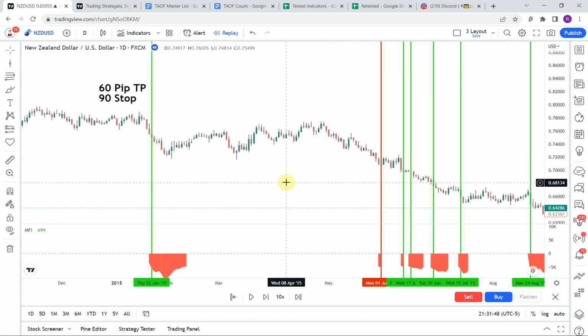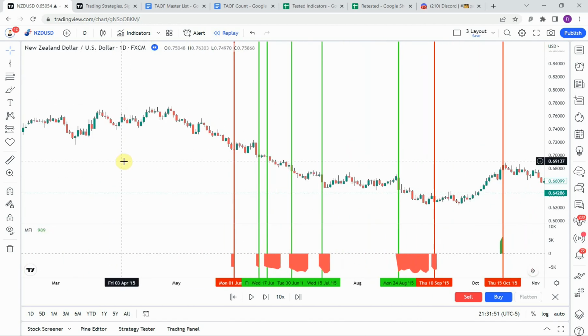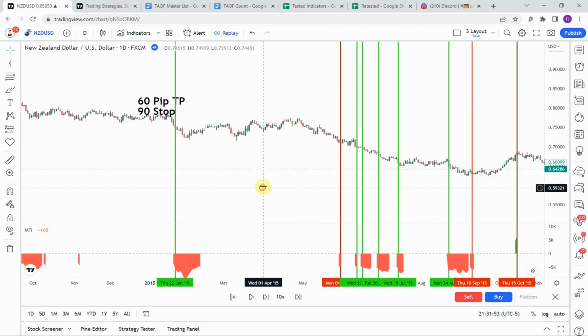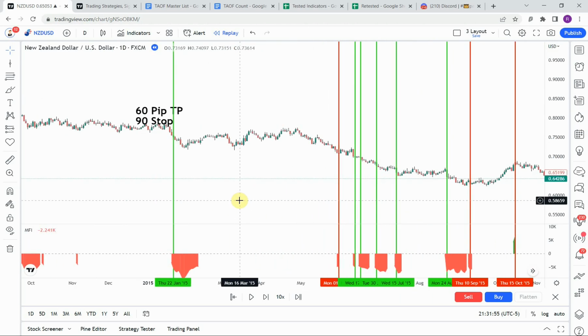But all in all, a solid indicator. I think it could do really well. Definitely have it on screen, play around with it, see what you can do. That does it for this one. This one's going to go on the yes list, and we will move on to the next indicator from here.